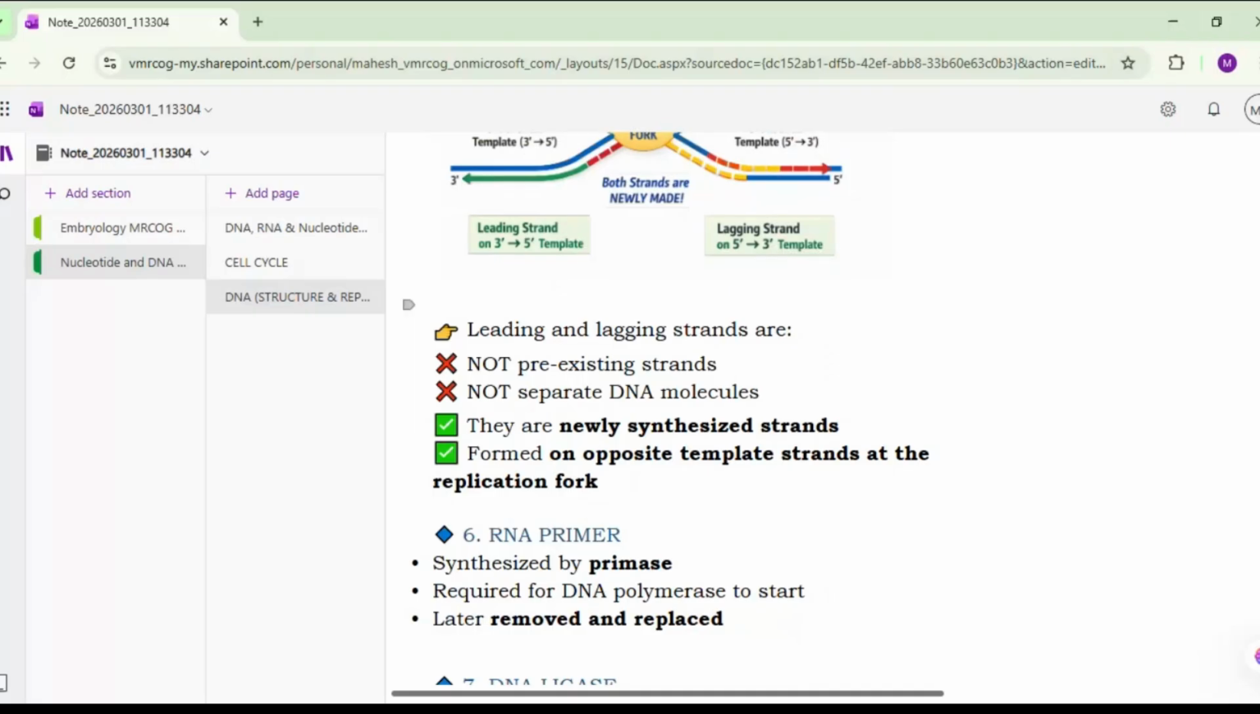Okay, so leading and lagging strands are not pre-existing strands. They are not separate DNA molecules. They are newly synthesized strands formed on the opposite template strands at the replication fork.